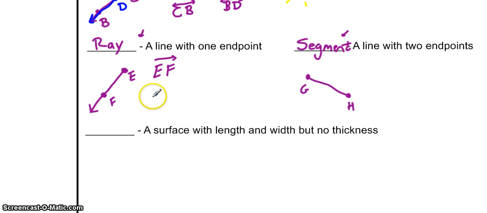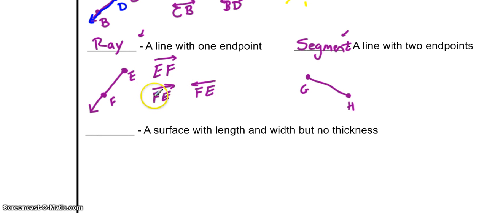Now, am I allowed to switch those 2 letters? Am I allowed to call this ray FE? Can I do that? Or better yet, could I switch the letters and switch the direction of the arrow? Is that allowed? Pause the video here and predict whether I'm allowed to use either of these 2 to refer to this ray. Hopefully you've predicted, and actually the answer is that you're not allowed to use either of them.